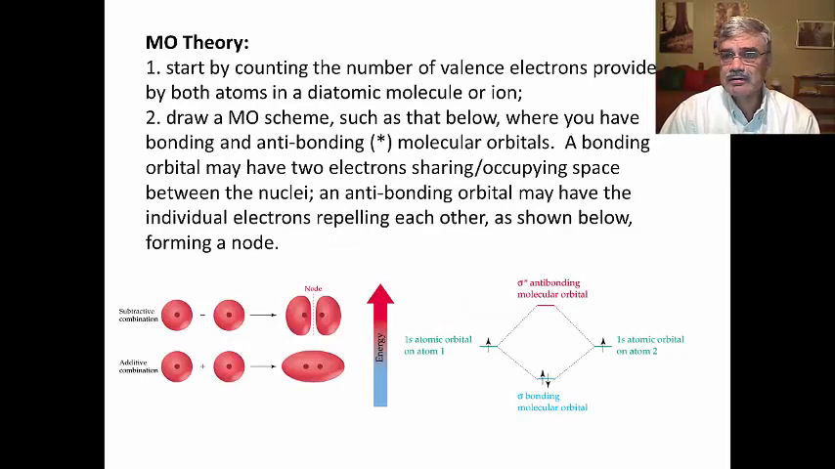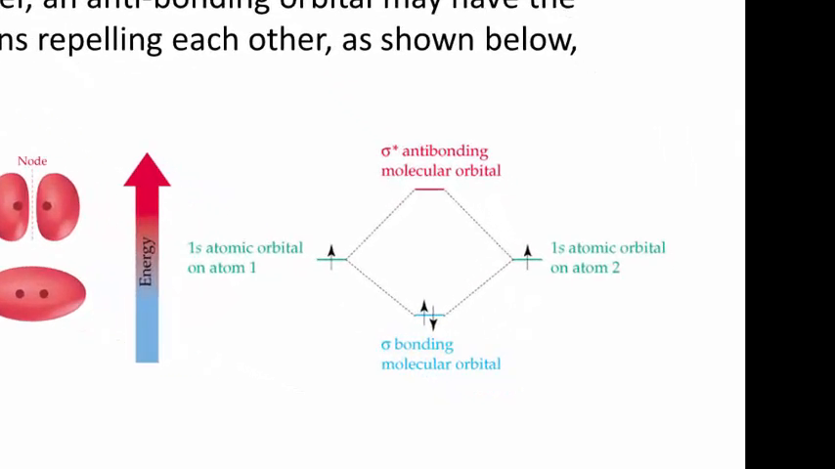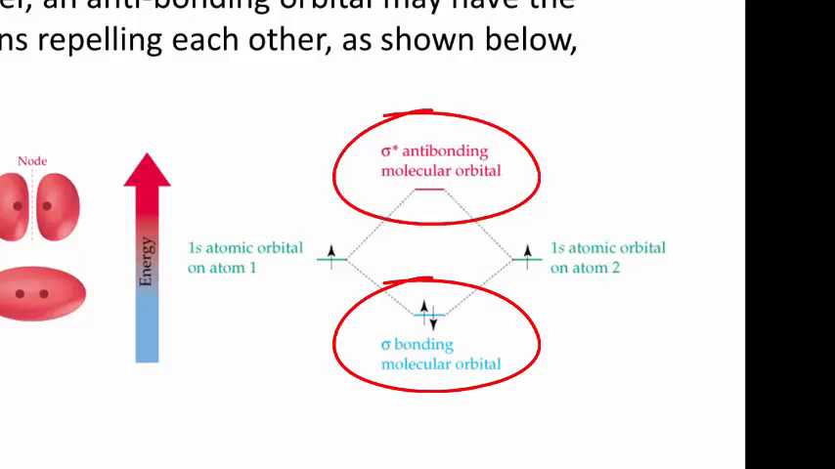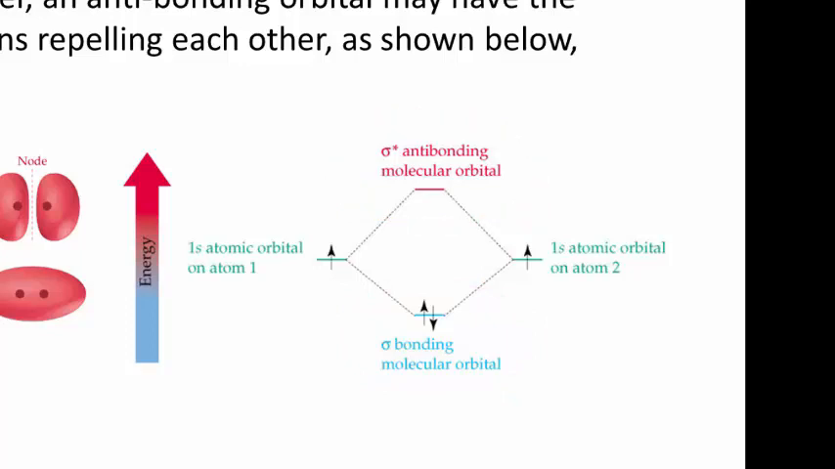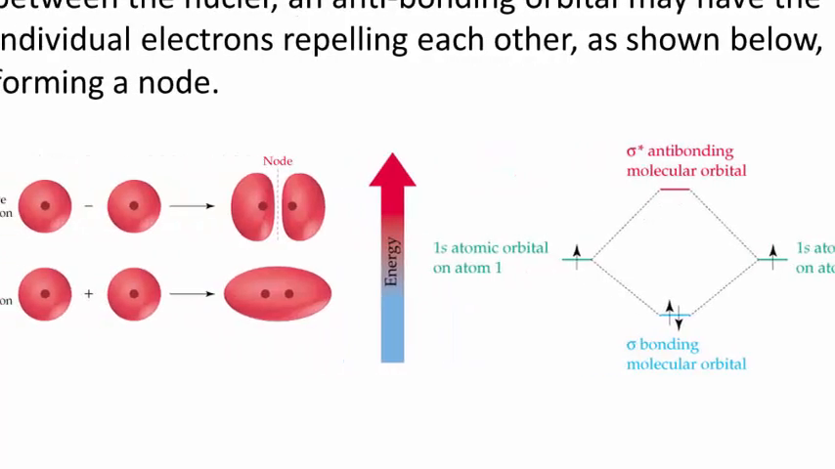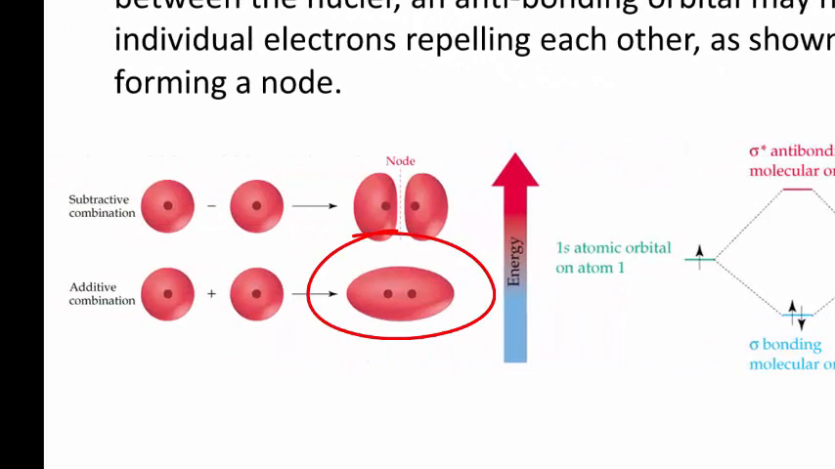In MO theory, you start by counting the number of valence electrons provided by both of the atoms in the diatomic species, diatomic molecule, or diatomic ion. And then you draw a molecular orbital scheme, an example of which is shown in the bottom right of this slide. And you'll notice that I indicate what are called bonding molecular orbitals and anti-bonding, anti usually with an asterisk, anti-bonding molecular orbitals. A bonding orbital, as the name implies, is one where the pair of electrons that form that bond reside in an orbital that lies largely between the 2 nuclei of the 2 atoms that are coming together.